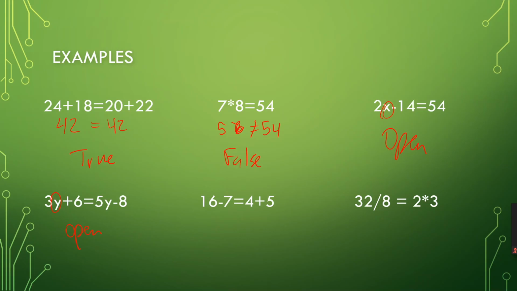Here, 16 minus 7 is going to be 11. Over here, 4 plus 5 is going to be 9. That would be false. Sorry. Can't do math right now. This would be 9, so they're equal to each other, so it's true. So here, 32 divided by 8 is going to be 4. 2 times 3 is 6. Those are not equal, so it would be false.